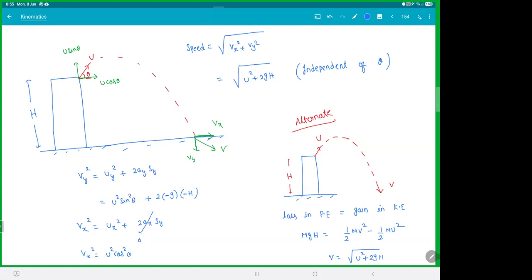By using energy, you can get the answer much faster. And the answer is independent of theta. That means in all the three cases, the particle is going to fall at the same place, fall with the same speed. Are you clear with this?